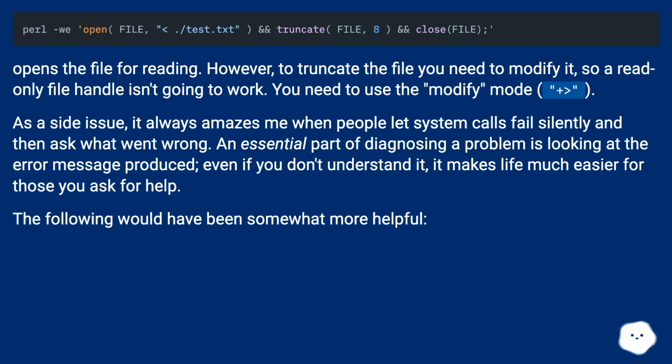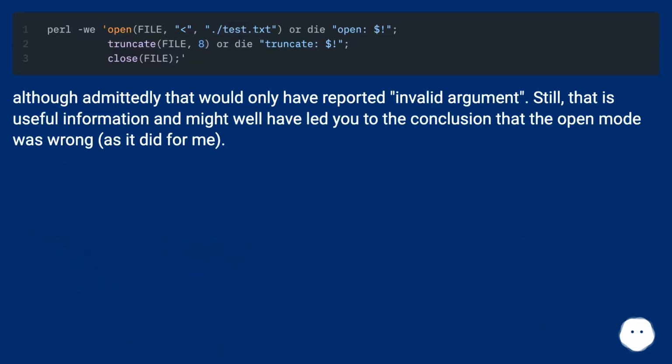As a side issue, it always amazes me when people let system calls fail silently and then ask what went wrong. An essential part of diagnosing a problem is looking at the error message produced. Even if you don't understand it, it makes life much easier for those you ask for help. The following would have been somewhat more helpful. Although admittedly that would only have reported invalid argument, still, that is useful information and might well have led you to the conclusion that the open mode was wrong, as it did for me.